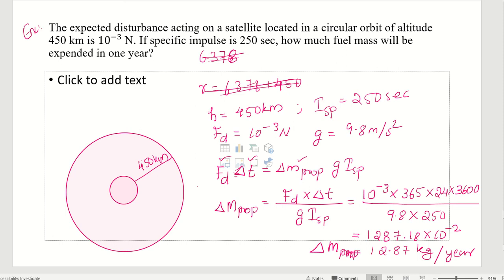So here we do not require the altitude data. So this is a kind of problem.